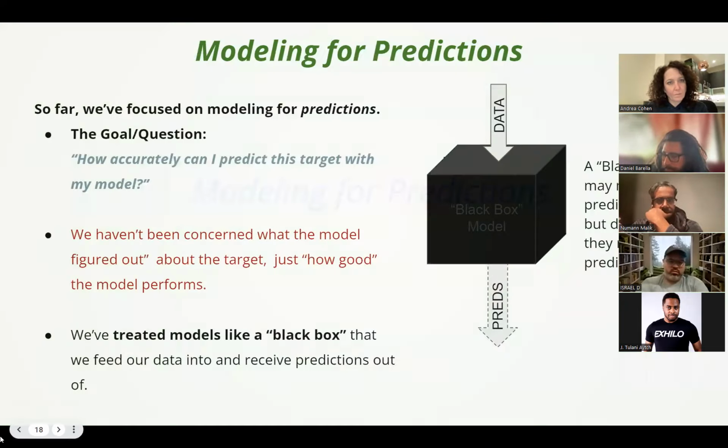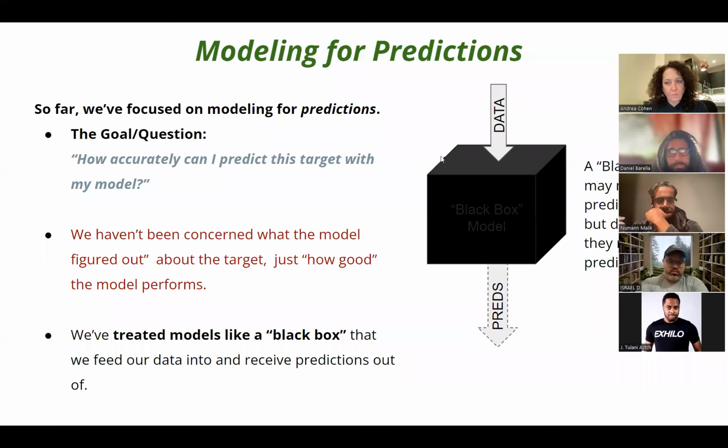Modeling for predictions. If you look at this picture, data is going inside the model, and these are the predictions. Earlier, our goal was that we only cared about the predictions. My accuracy should be good. My model should predict the correct things. My model predicts 90% correct, 95%. This was our goal, right? We didn't care about what is happening inside. We were never concerned about that.